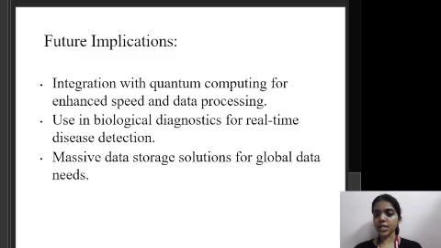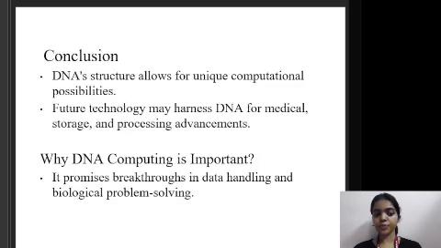Future implications. Integration with quantum computing for enhanced speed and data processing. Use in biological diagnostics for real-time disease detection. Massive data storage solutions for global data needs.